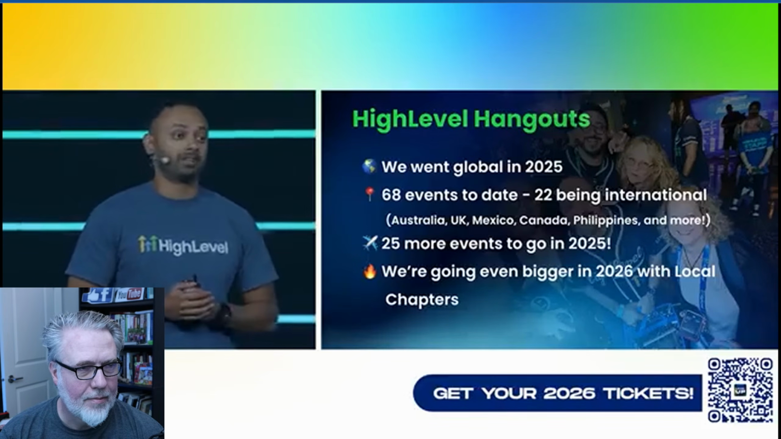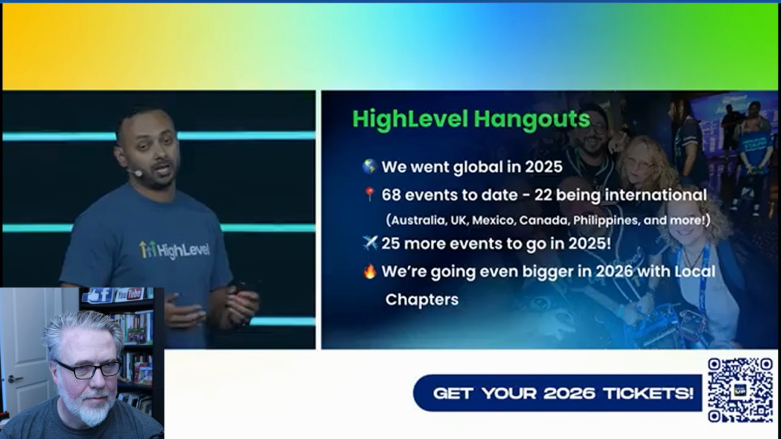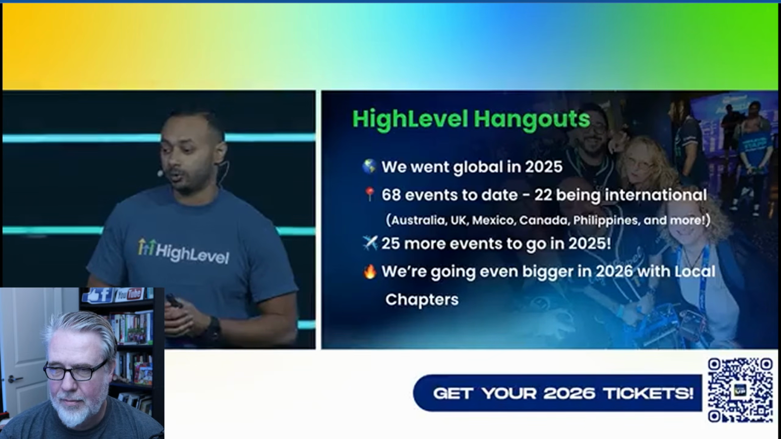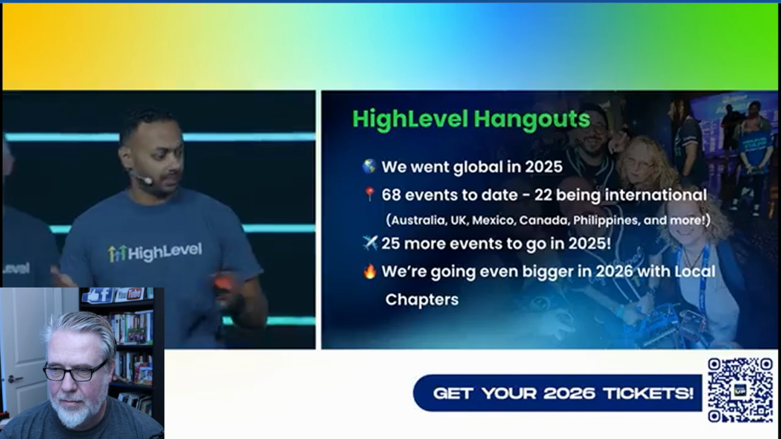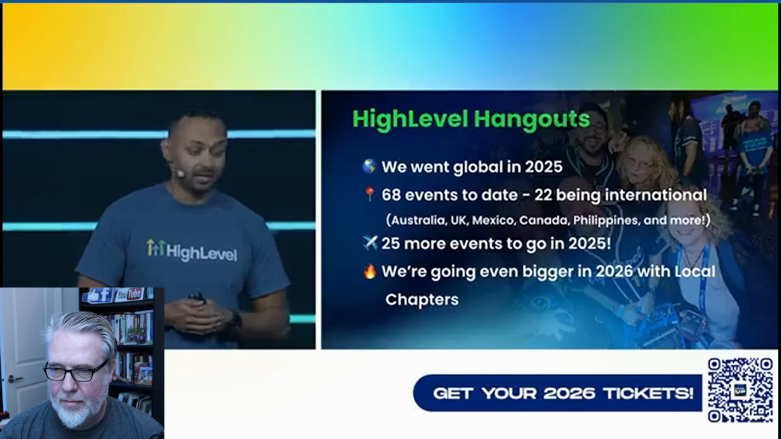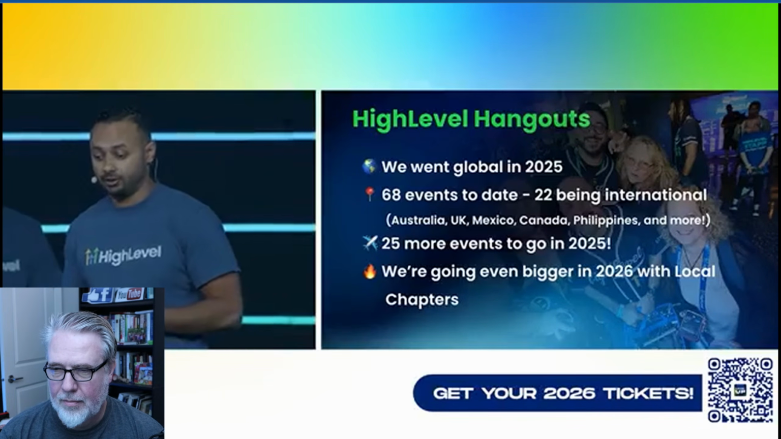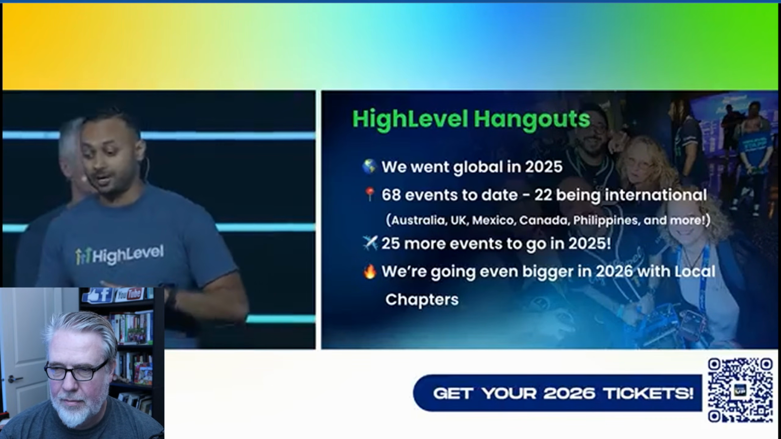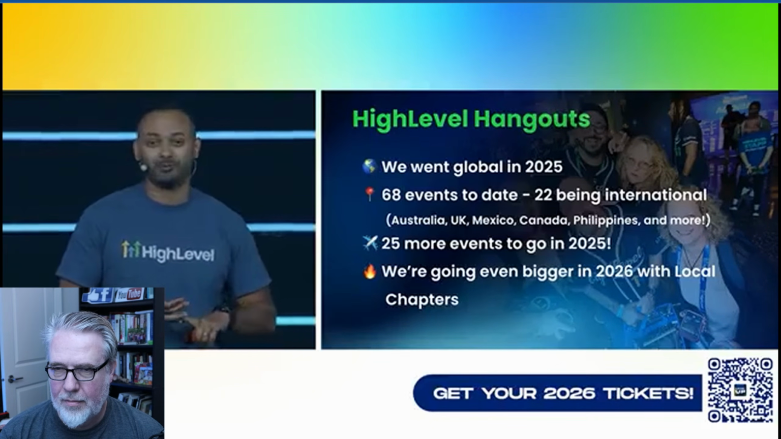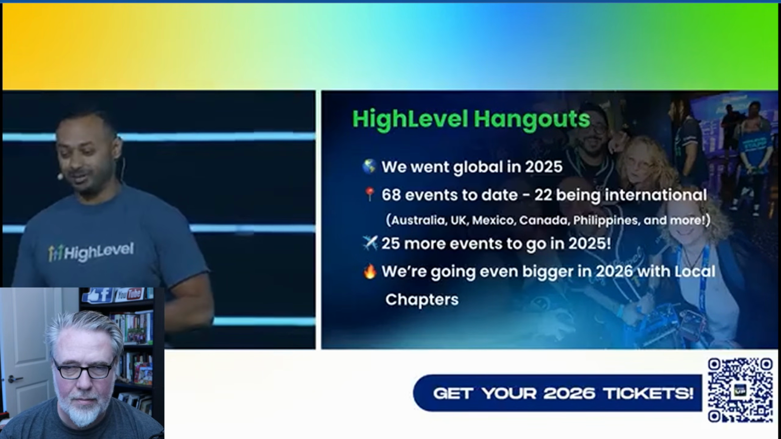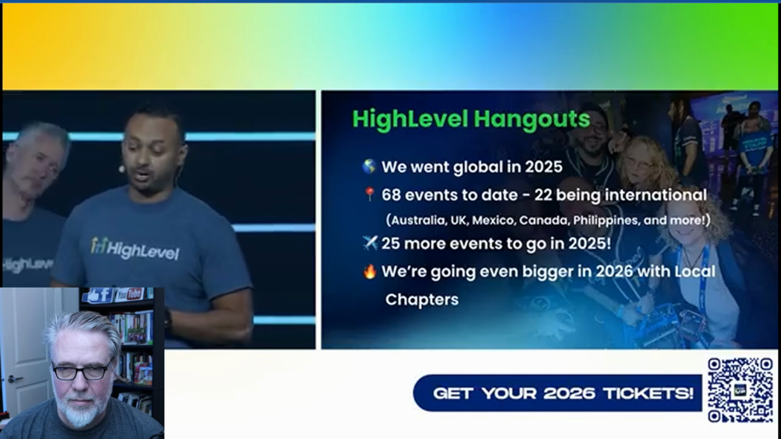Another thing is that we've been really focused on how can we be as global as possible. We hit the road starting in January, and we hit, I think, 10 countries. It's just here on the side, 68 events to date. We have 22 of them that's been international. Australia, UK, Mexico, Canada, Philippines. And here we are in Q4, we have 25 more events to go to. So we're on the road quite a bit. And then next year, we're actually going even bigger.